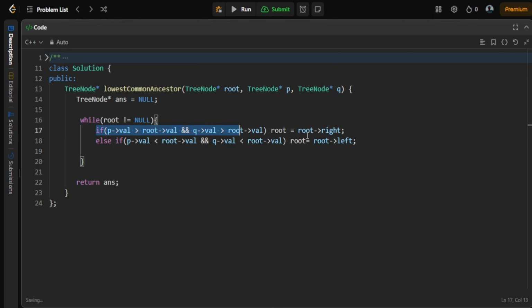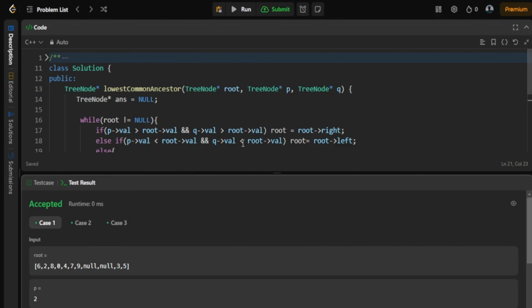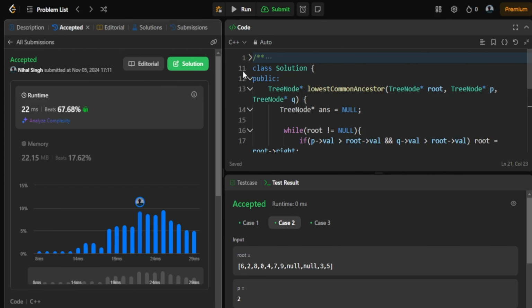Now if both these two conditions are not satisfied, it means that we have encountered our lowest common ancestor. So I will write an else block here, and write answer is equal to root. The current node where I'm standing is my answer, and after storing it into my answer variable, I'll just break out from my while loop. So this is the code. It is pretty simple and easy to understand. Let me run this. You can clearly see that all three sample test cases are running fine. Let me submit this. You can clearly see that this particular solution is accepted.